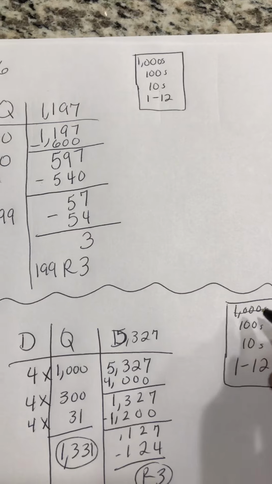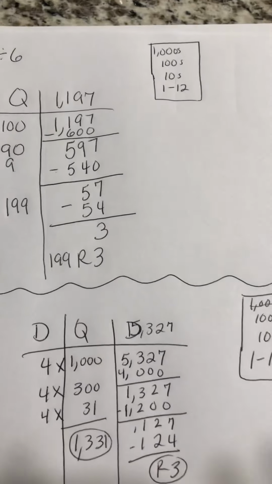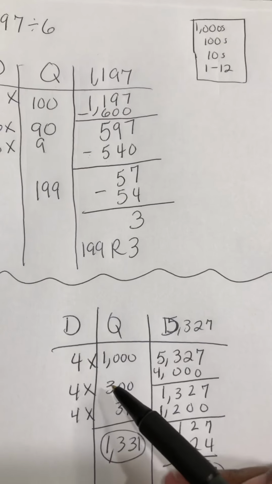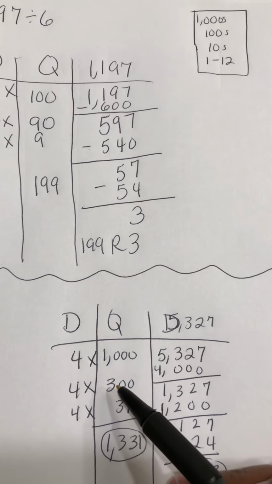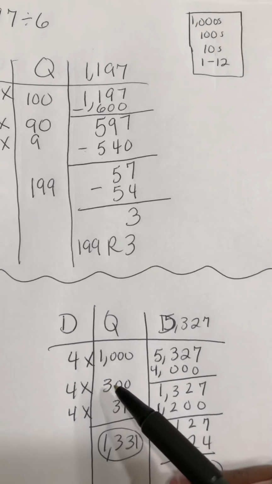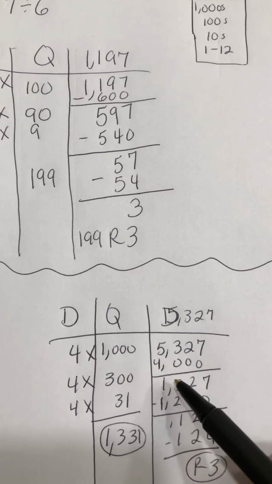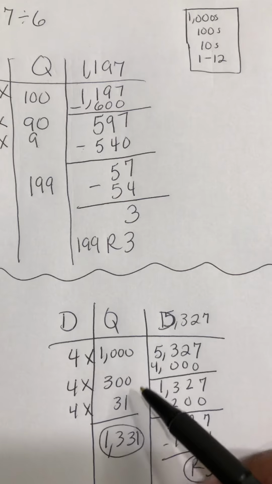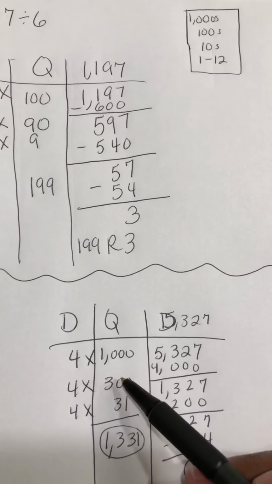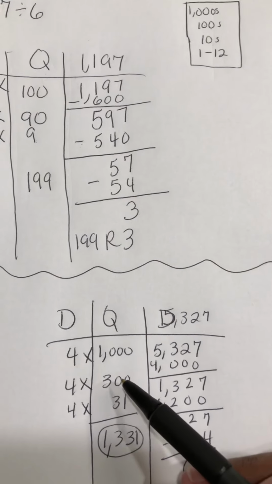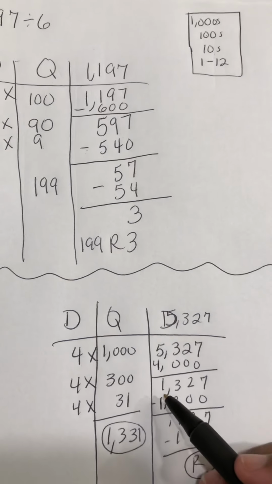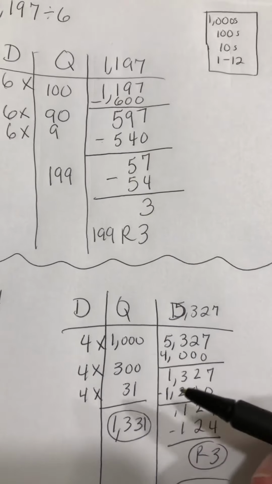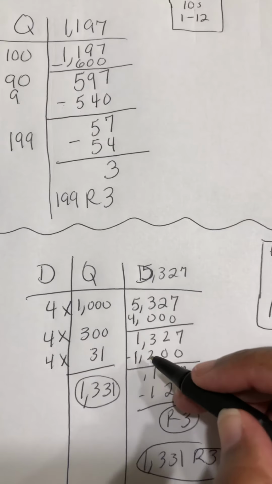I can think about multiples of 100. I know that 4 times 100 is 400. That's pretty small, so let me keep going. 4 times 200 is 800. That's still small, but let's see if I can get any closer because it's going to save me some time and steps. 4 times 300. Well, that's 1,200. That's the closest that I can get using a multiple of 100. So I'm going to start subtracting now.